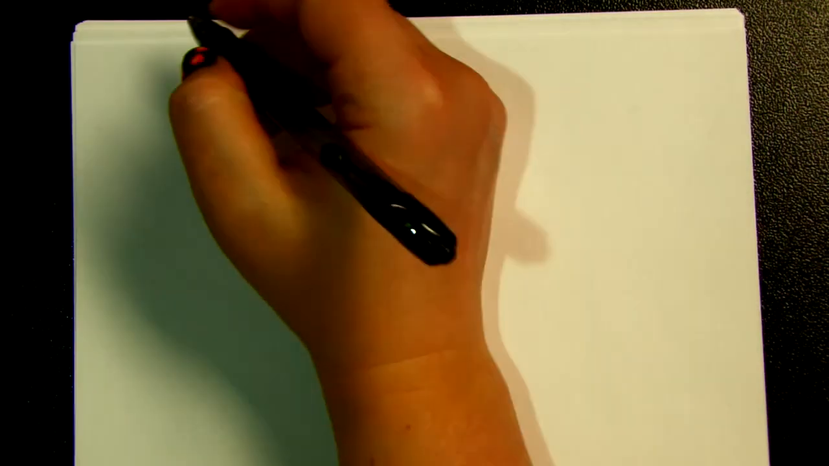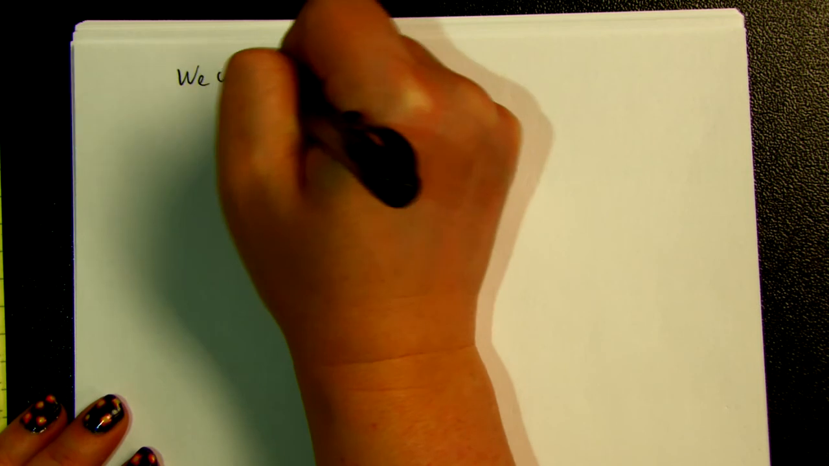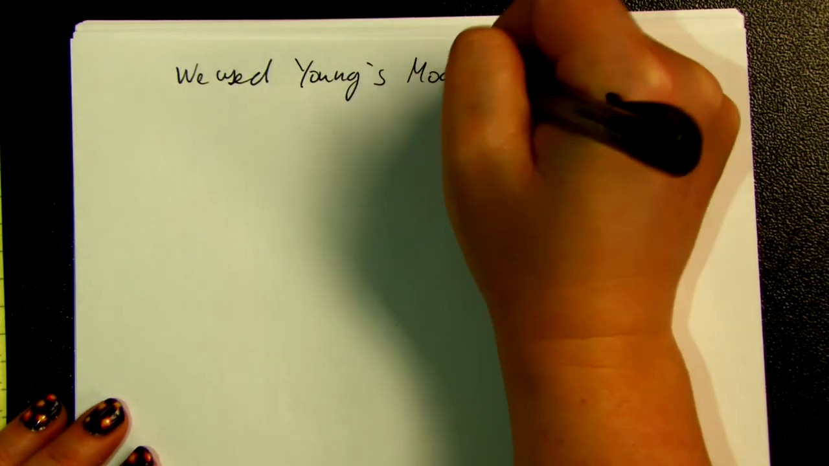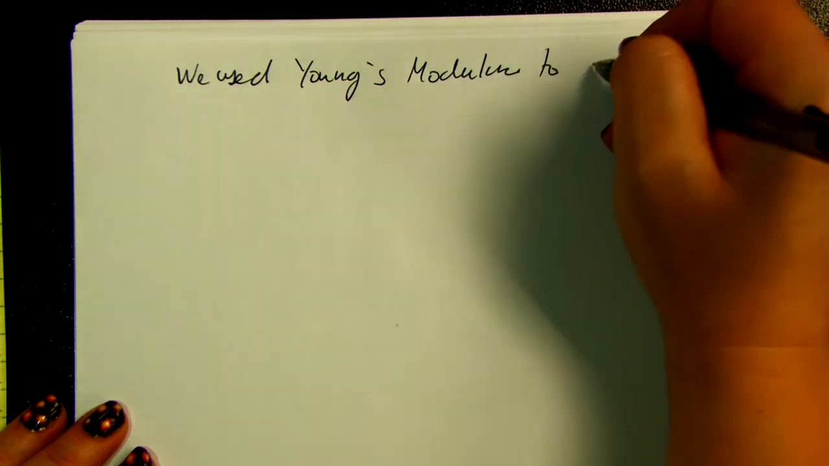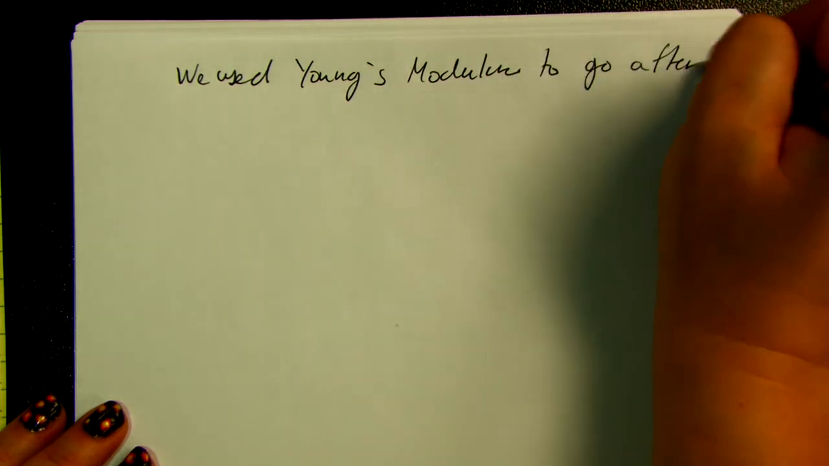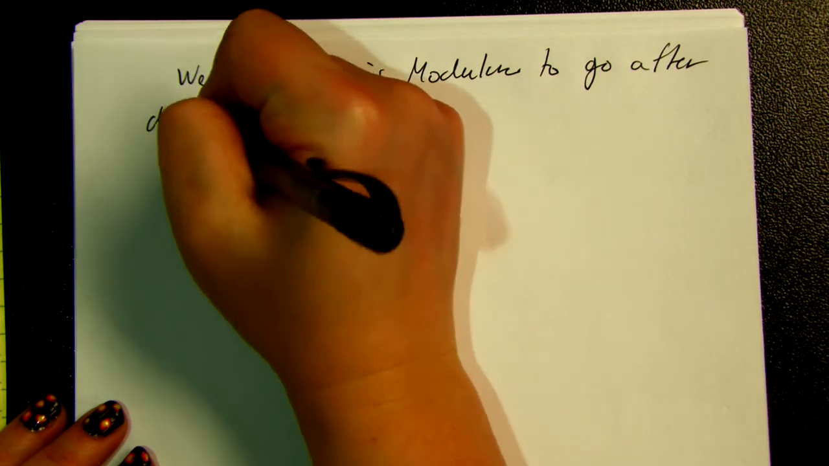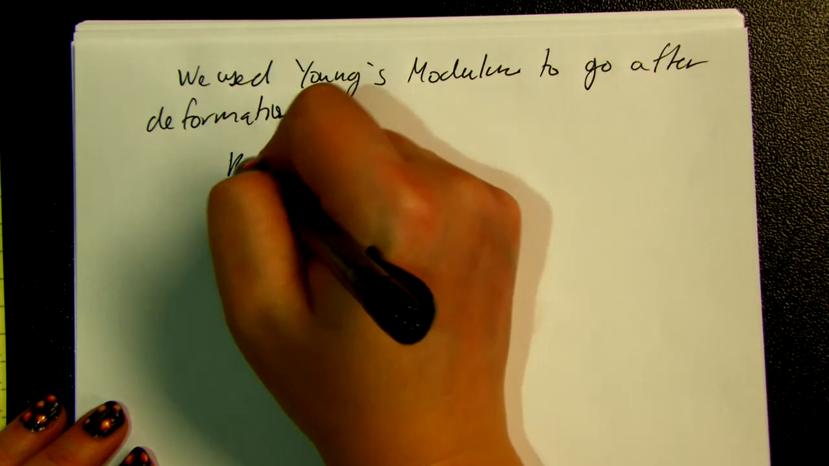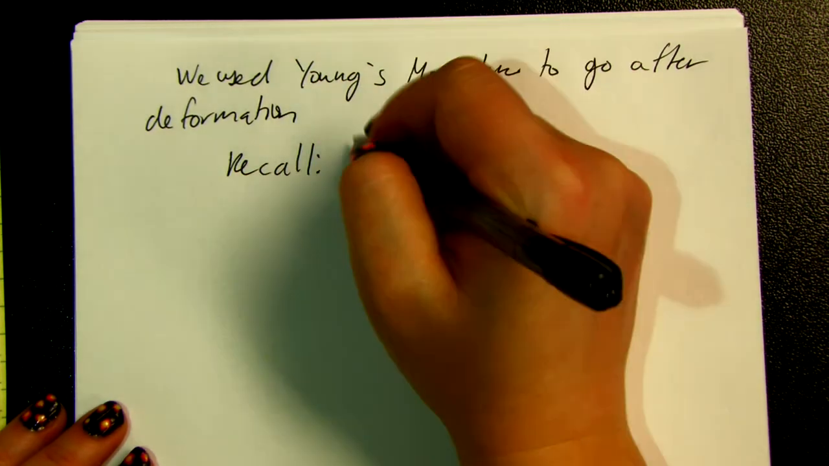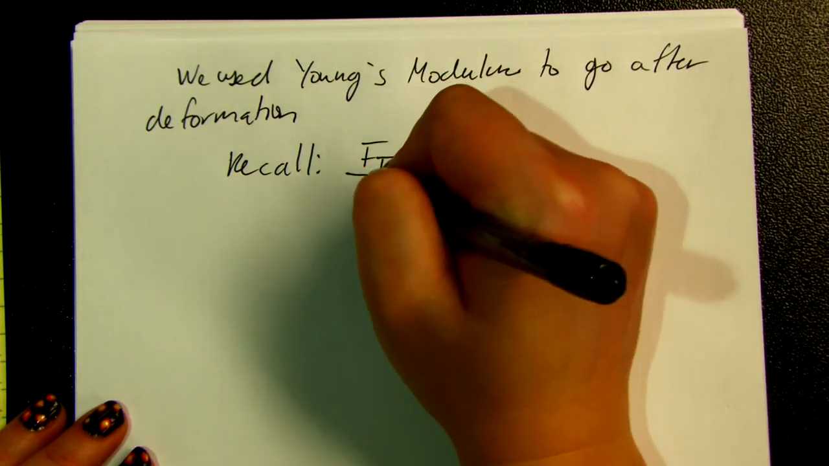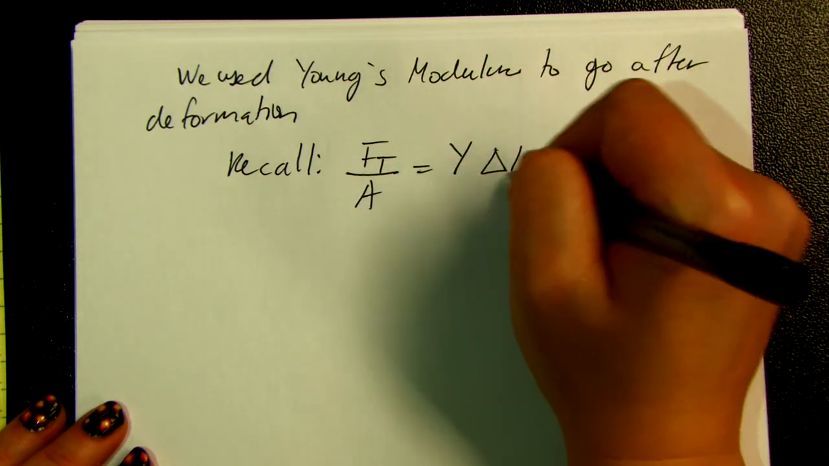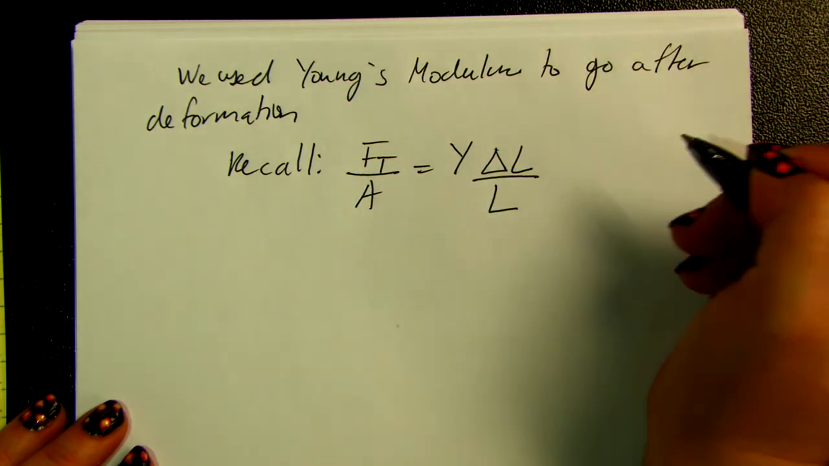So we used Young's modulus to go after deformation. So if you recall, you had tension force over area is equal to Young's modulus times the change in length over the original length.